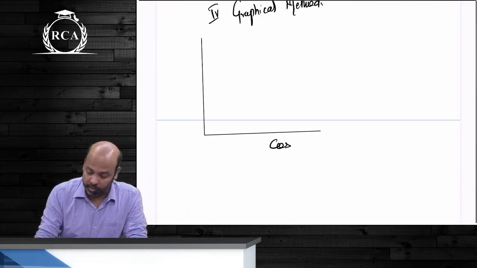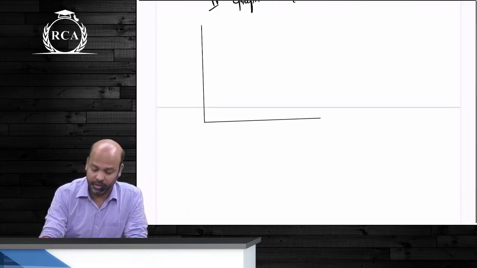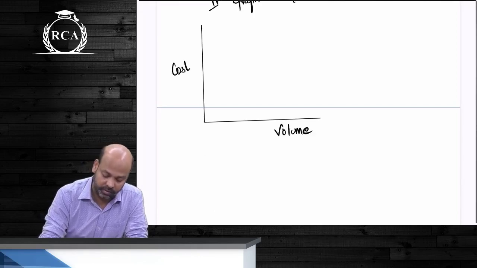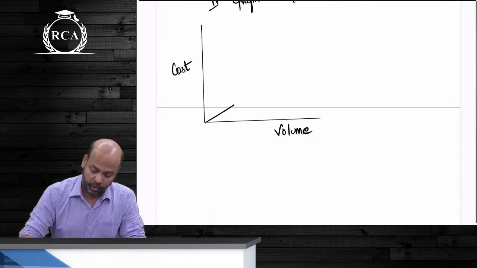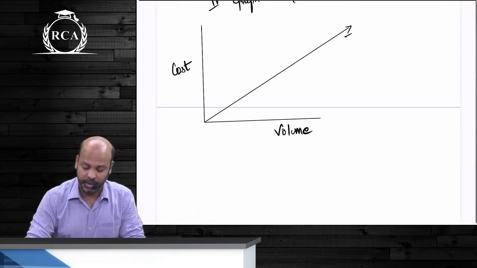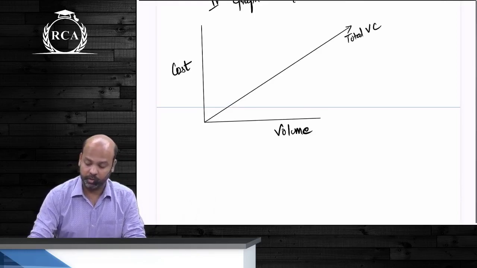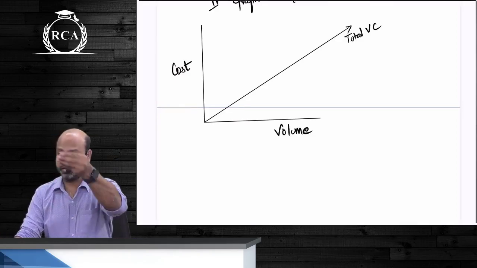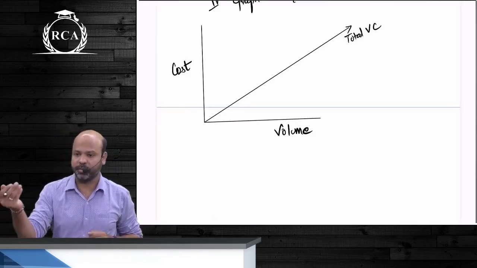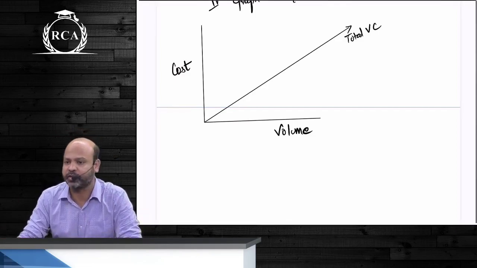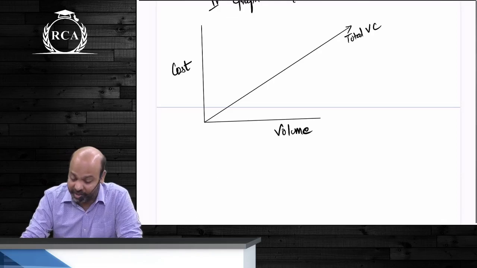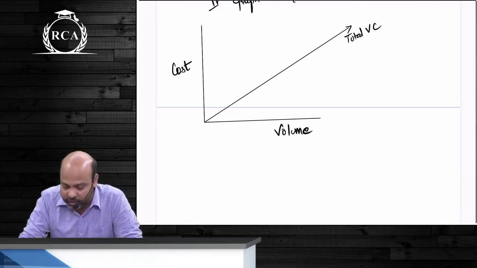There is volume on the x-axis. Are you all following, guys? There is cost on the y-axis. Your total variable cost is going to be a line like this. At 0 units, you will incur 0 rupees. As you keep increasing the production, your total variable cost will keep increasing. Yes or no, guys? Total variable cost will keep increasing whenever output is increasing.